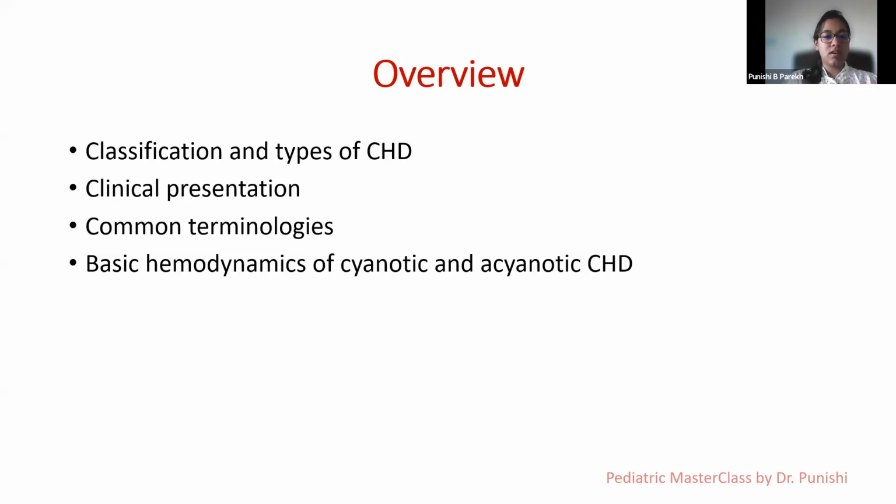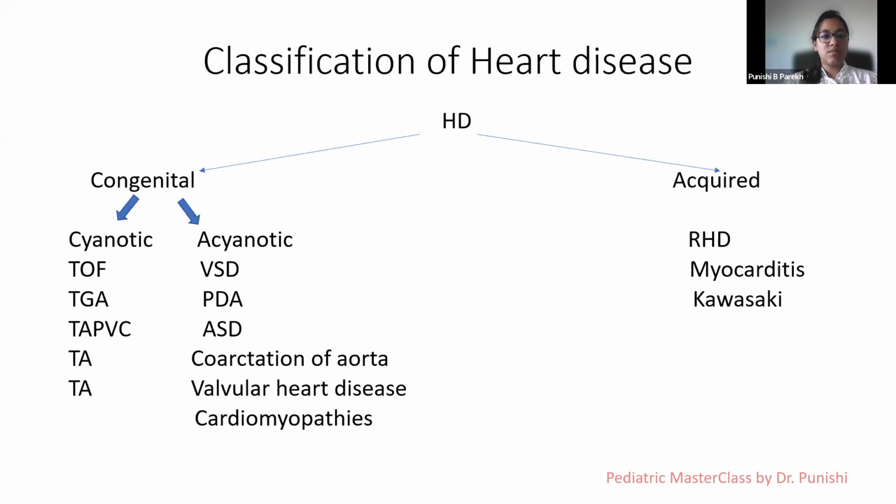So let's begin with the classification. Heart disease can be broadly classified into congenital or acquired. What we're going to be discussing here more in detail is the congenital ones, but it's also important to know that you also have acquired heart diseases in pediatrics, the commonest ones being rheumatic heart disease, myocarditis, and Kawasaki. Other than these, you can also have other valvular pathologies, but I would say they are more common in adults. So the common acquired ones would be these three in pediatrics.